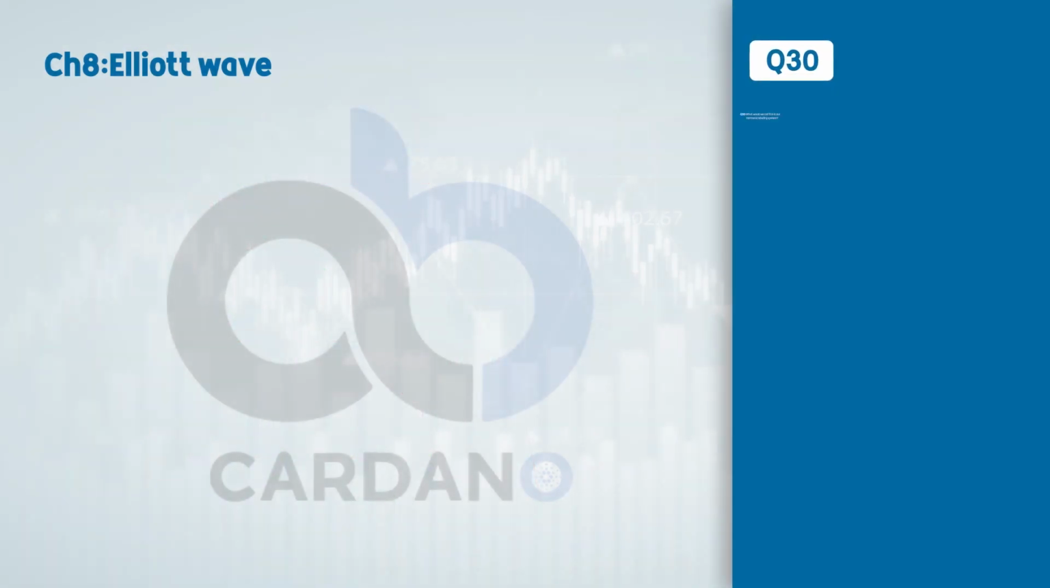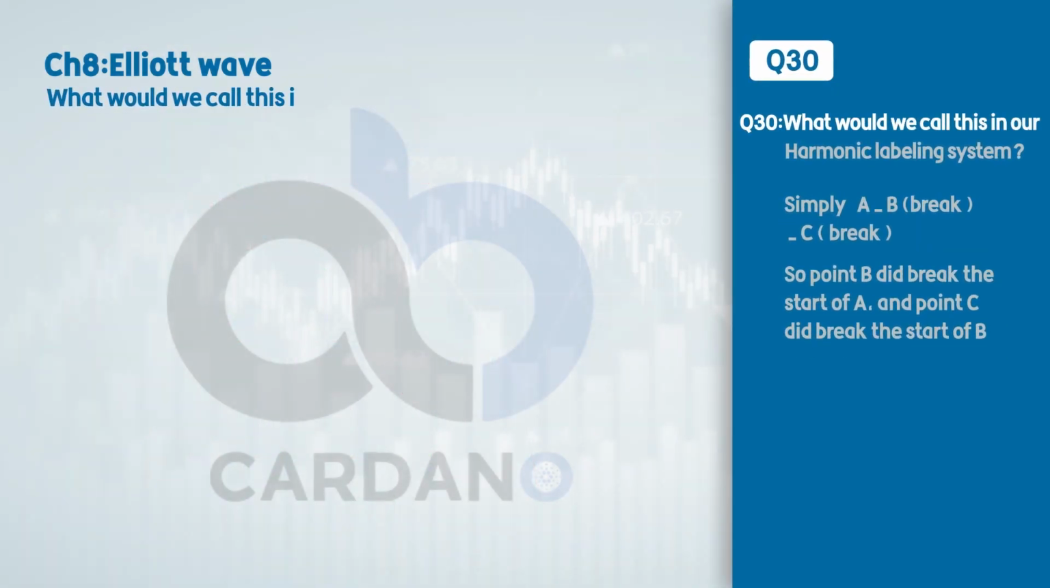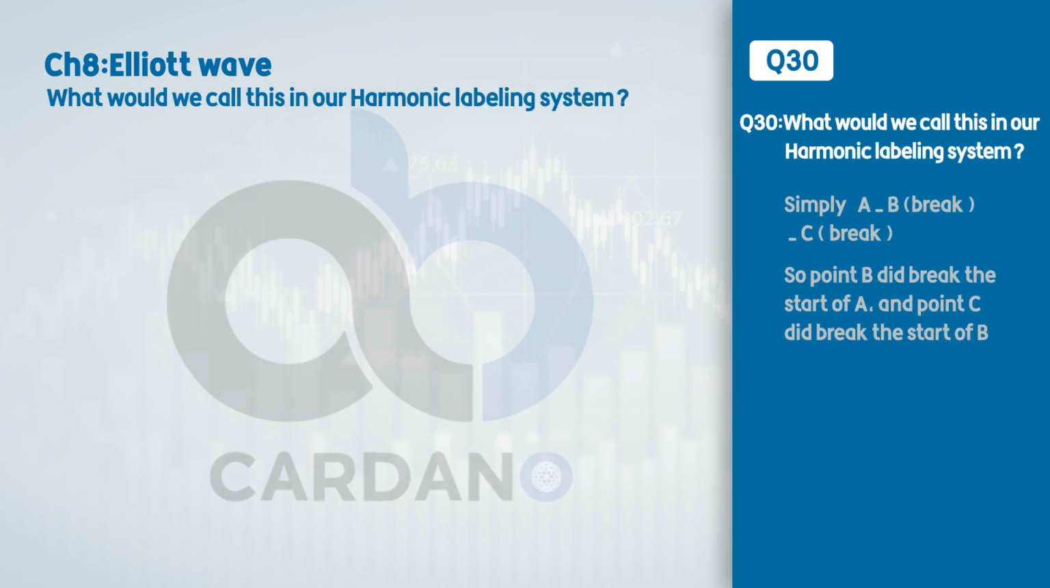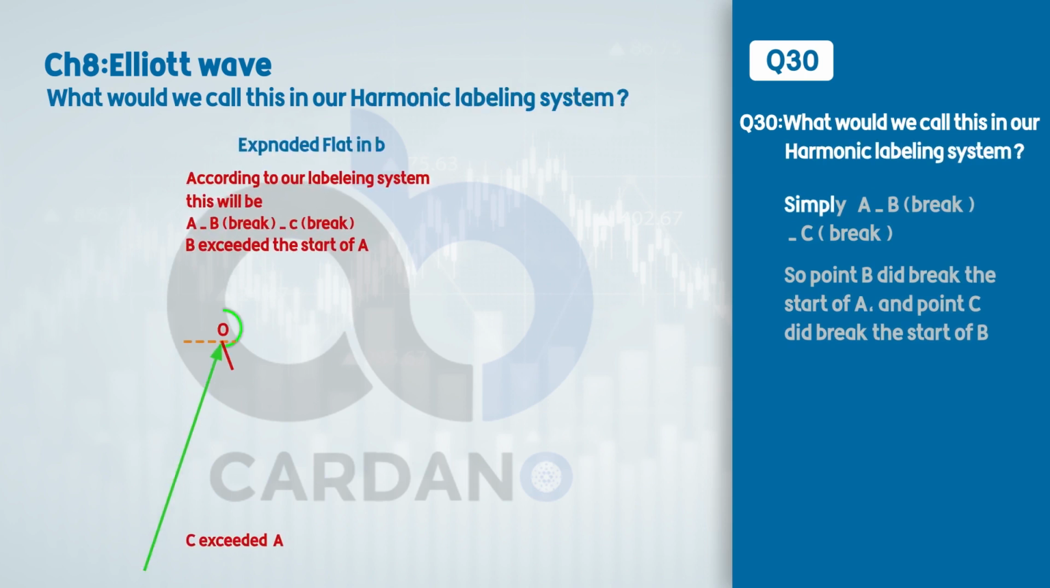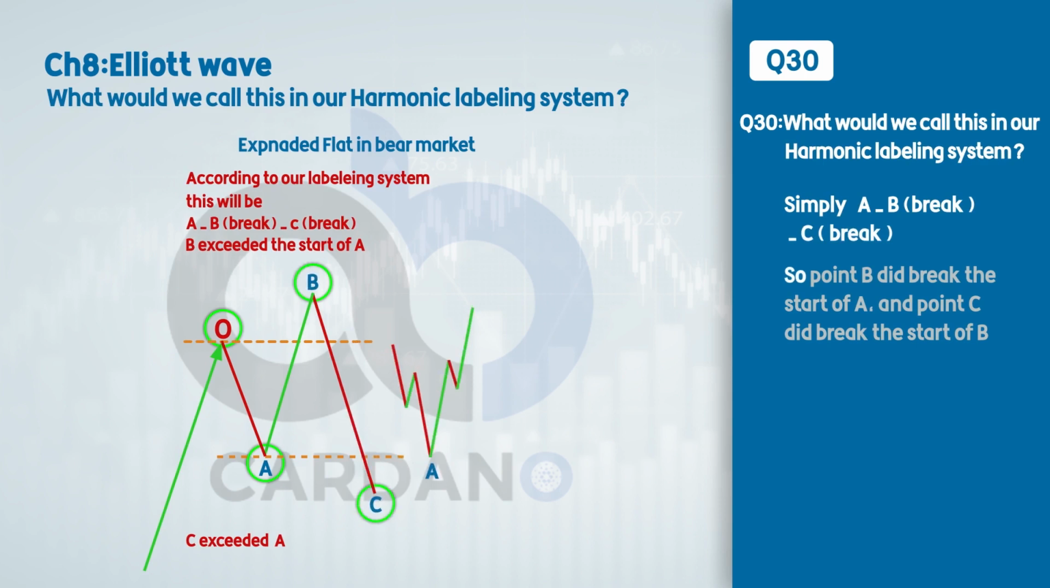Question number 30. What should we call this in our harmonic labeling system? The answer is simply AB break and C break. So point B did break the start of A and point C did break the start of B.